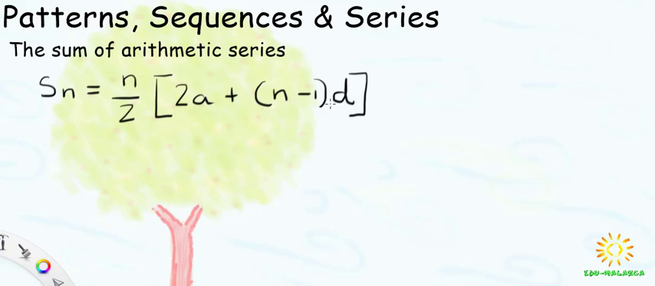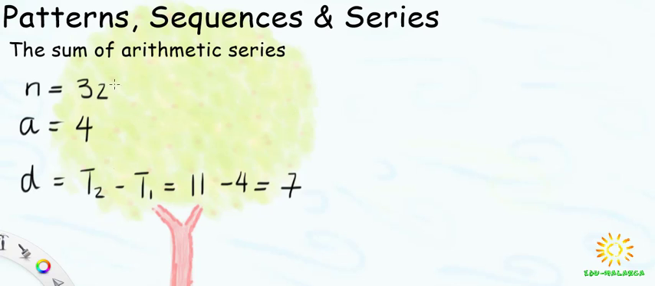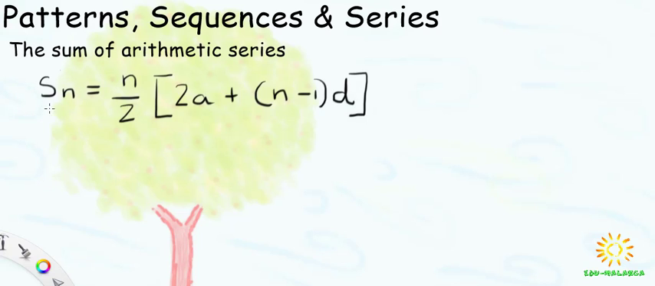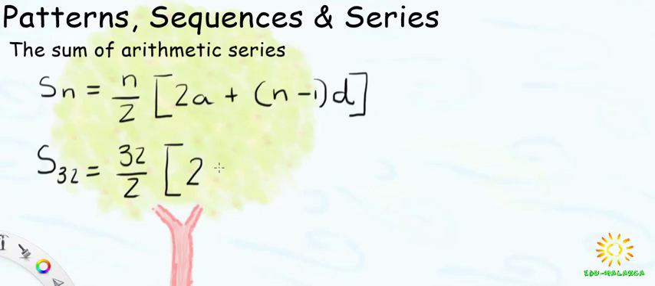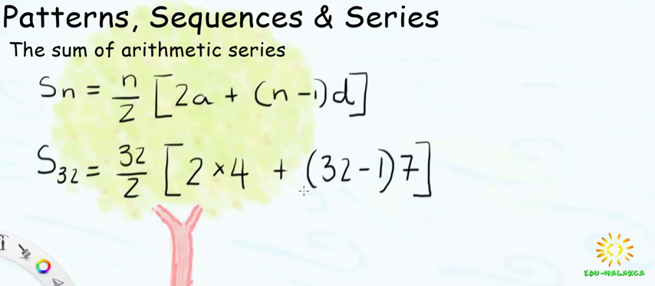We're going to substitute in everything that we have been given in the question, and then we'll solve to find what Sn is. Sn becomes 32, so we have S32 should equal, again, 32 over 2, open the bigger brackets, 2 times 4, that's our a, plus our n is again 32, 32 minus 1, and our common difference we calculated as 7, and we can close the brackets. We just have to solve this equation and we'll know what the sum of the first 32 terms of the arithmetic series is.